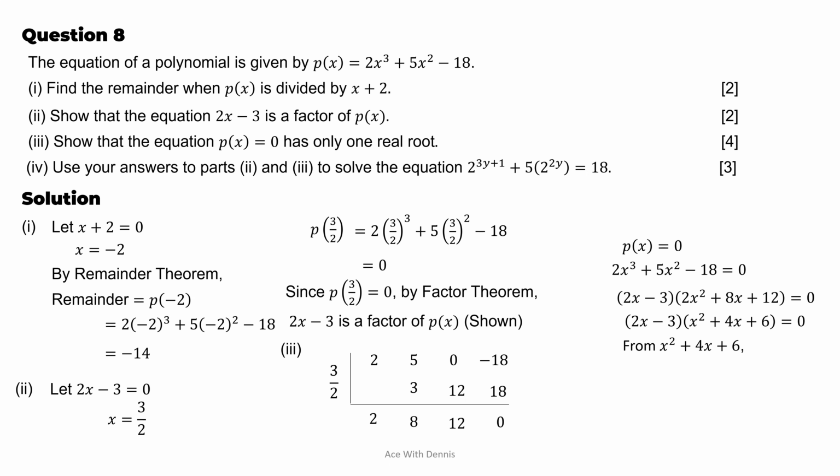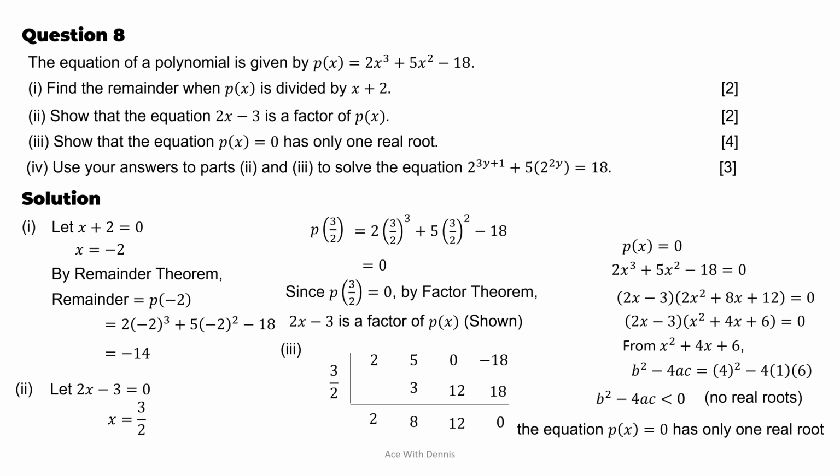From the quadratic factor, which is x squared plus 4x plus 6, we can calculate the discriminant, which is b squared minus 4ac. In this case, a is 1, b is 4, c is 6. Hence, b squared minus 4ac will be 4 squared minus 4 times 1 times 6. The value of b squared minus 4ac is negative, which is less than 0. This shows that there are no real roots. Therefore, the equation p(x) equal to 0 has only one real root. Hence shown.